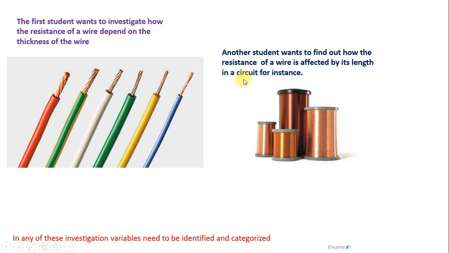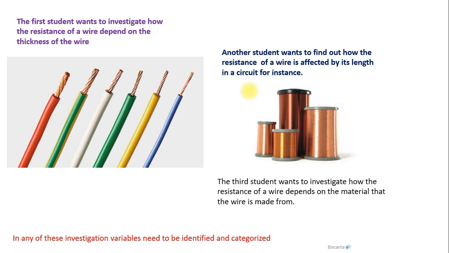Okay. The second student wanted to find out how the resistance of wire is affected by its length. Okay. Now the third student wanted to find out how the resistance of a wire depends on the material that the wire is made of. Will wires made from copper have more resistance than wire made from silver or from aluminium? That's a question she wanted to find out.